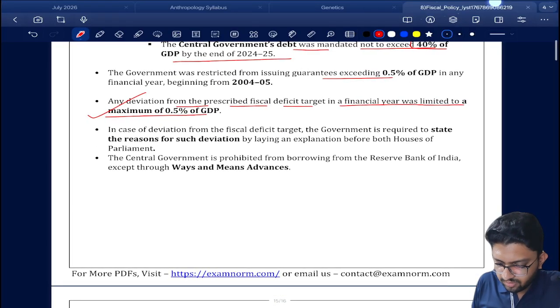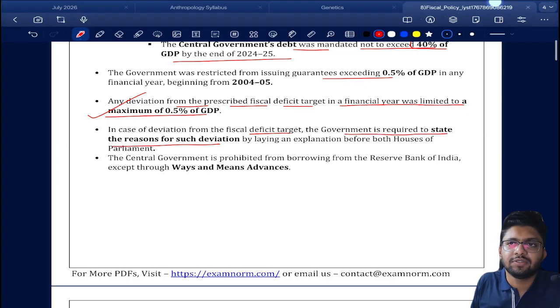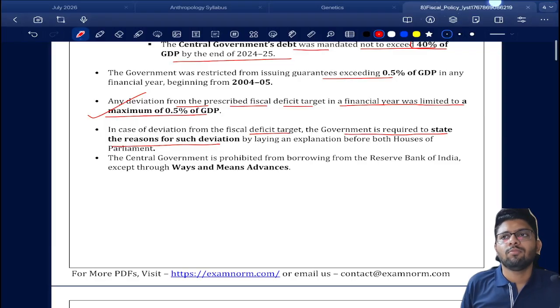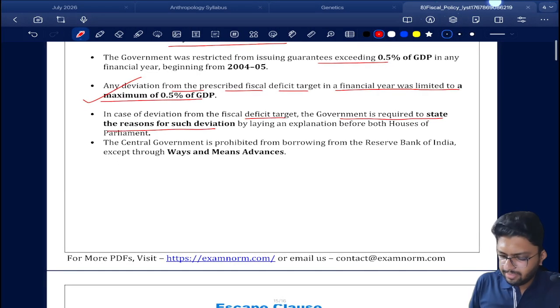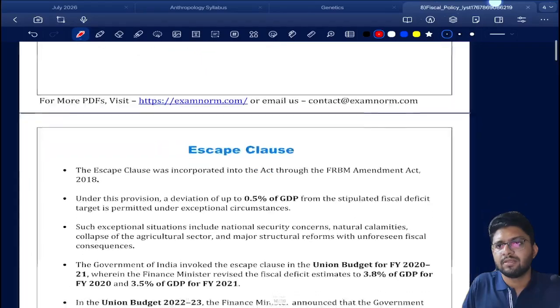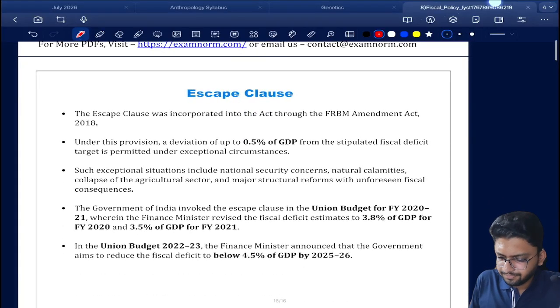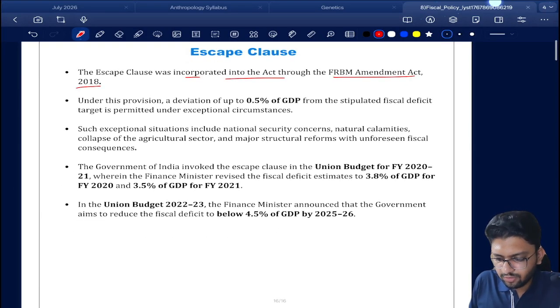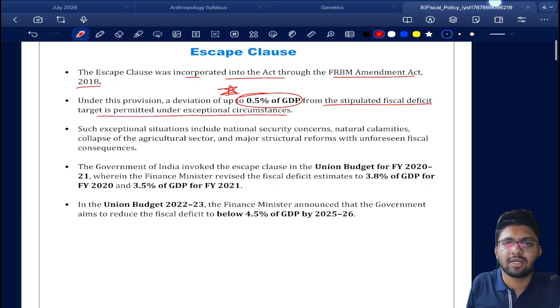In case of deviation from the fiscal year target, the government is required to state the reasons for such deviations by laying explanation before both houses of the parliament. The central government is prohibited from borrowing from RBI except through ways and means advances. Okay. Then we have escape clause. Escape clause was incorporated into the act through FRBM Act 2018. Under this provision, a deviation of up to 0.5% of GDP from the stipulated fiscal deficit is permitted under exceptional circumstances. So they have just given them a breathing window.